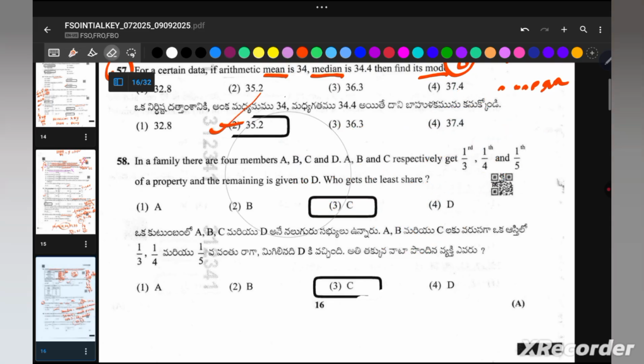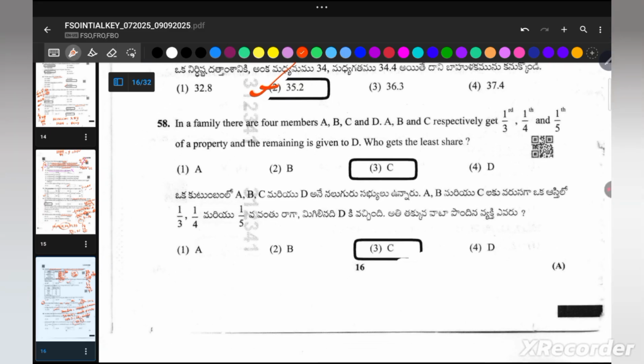Next question. In a family there are 4 members A, B, C, D. A, B, C respectively get 1/3, 1/4, 1/5 of a property. Let us take the property as 100 rupees. And the remaining is given to D.